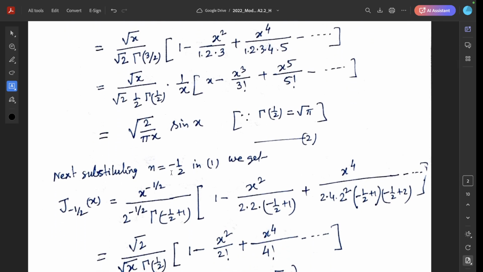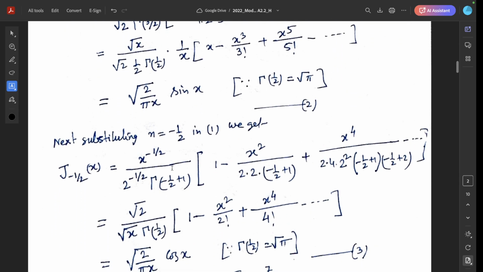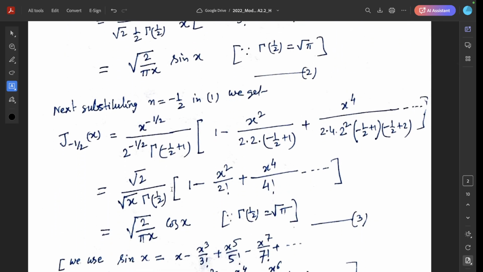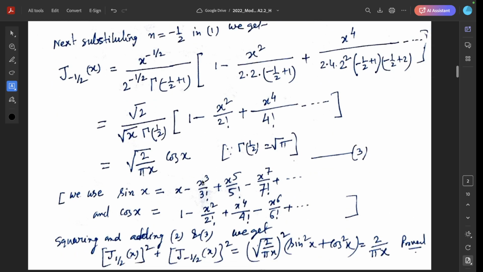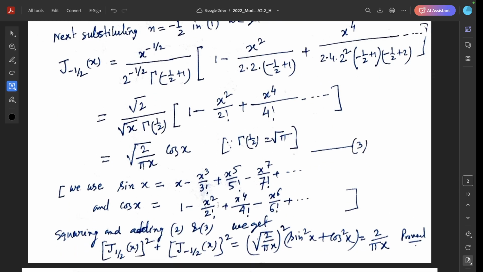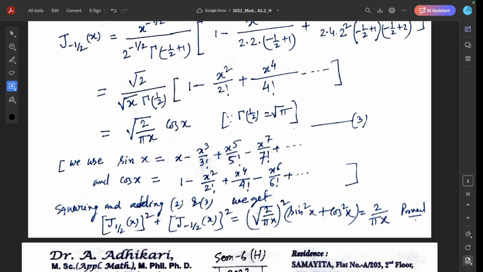Next, substituting n equal to minus half in 1, we get this series, and after simplification we get this equal to square root of 2 by pi x into cos x. This is the series of cos x. This sin x is this, cos x is this, and squaring and adding 2 and 3, we get this square plus J minus half of x whole square equal to this root over of 2 by pi x whole square into sin square x plus cos square x, that is 2 by pi x. This is the result. Proved.